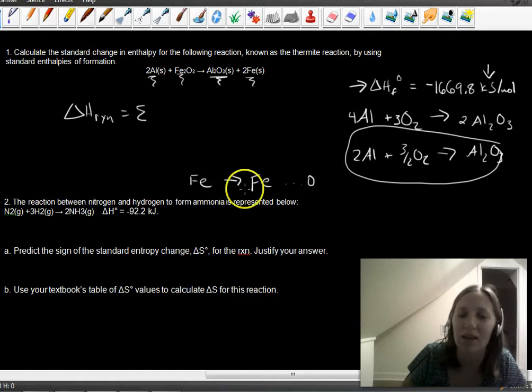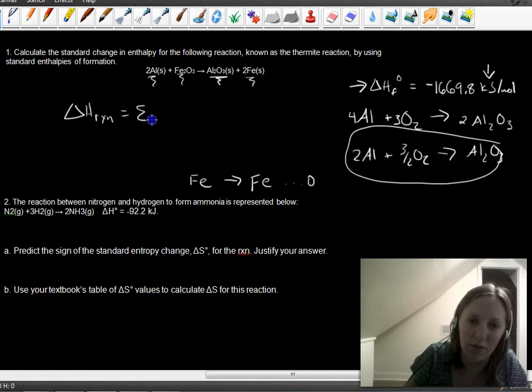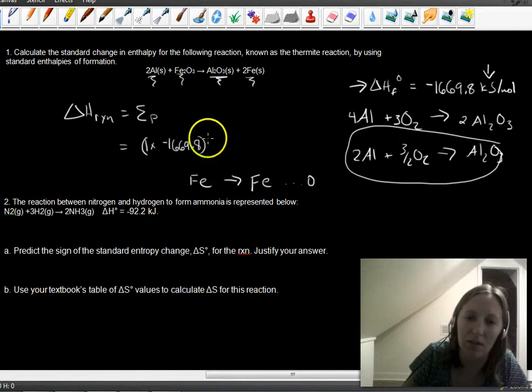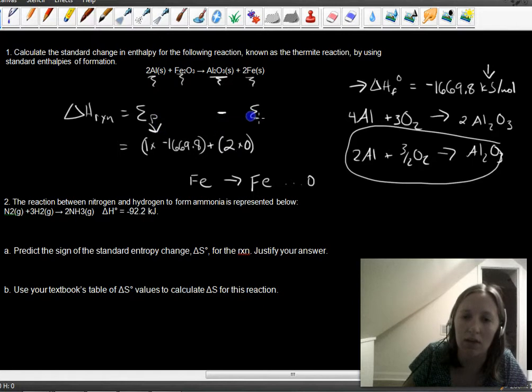So for this first part, the sum of the products, there's 1 mole of aluminum oxide, so that's 1 times negative 1669.8, and then we need to add on the enthalpy change for iron, which is 2 moles of iron times 0. That's this part, minus the sum of that for all of the reactants.